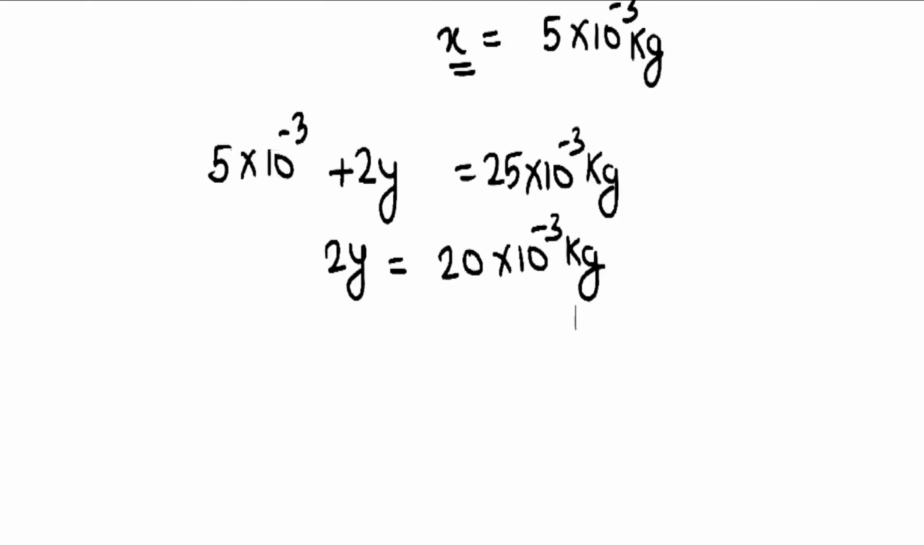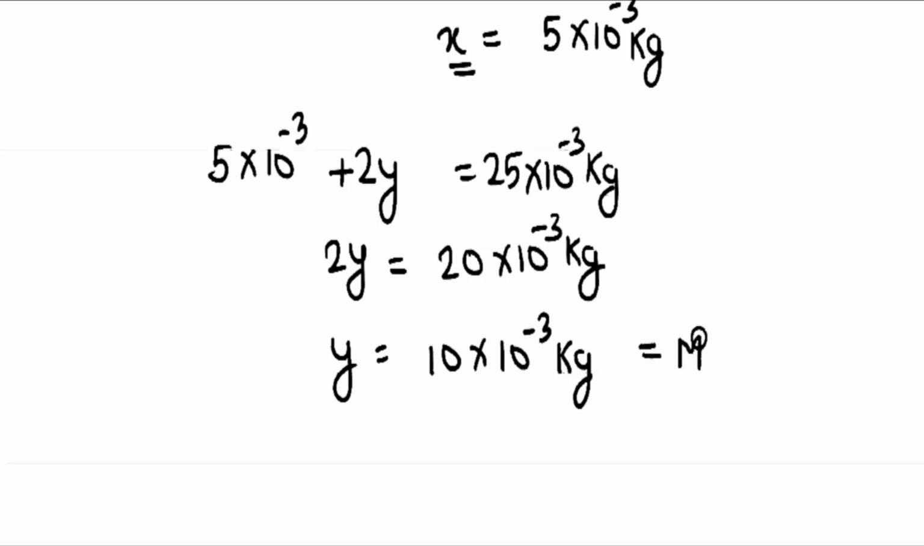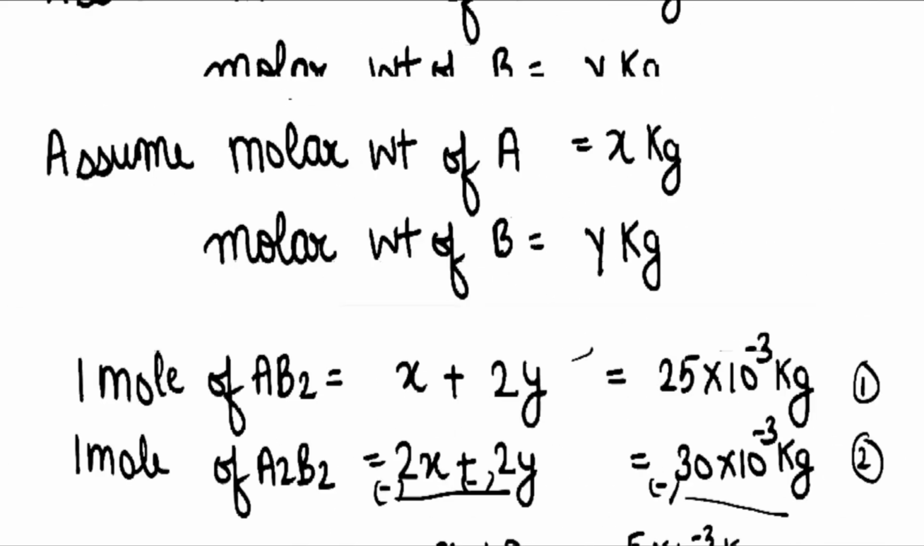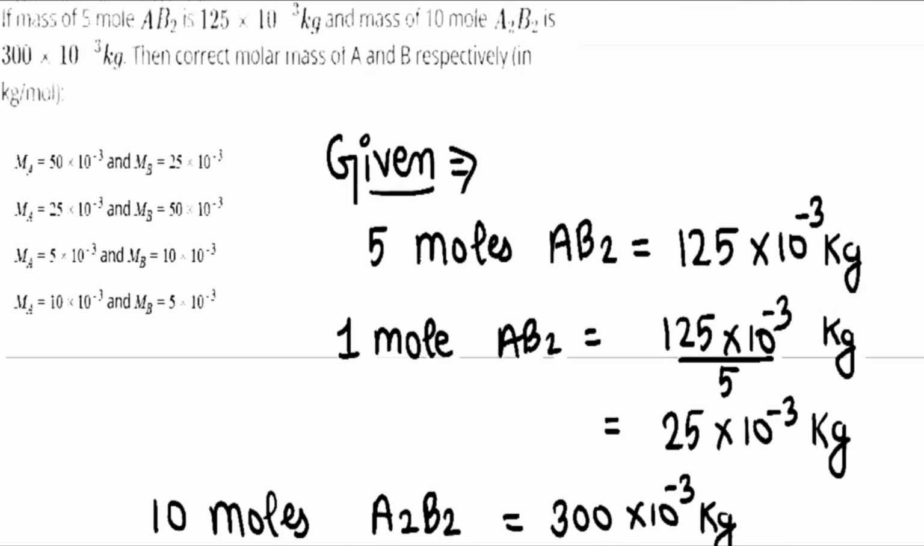So what is the value of y? y turns out to be 10 into 10 to the power minus 3 kg. And y is the molar mass of B, and x is the molar mass of A. So let us check the options: A is 5 and B is 10. So the molecular weight of A is 5 and the molecular weight of B is 10. With this we have completed our given problem.